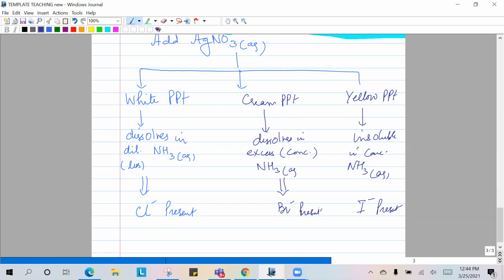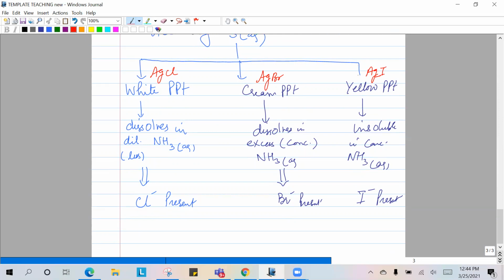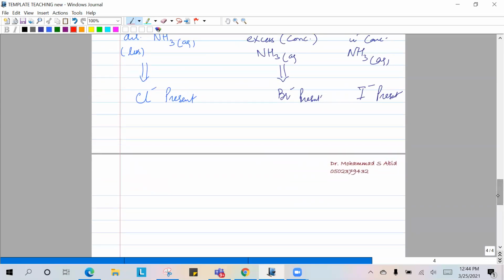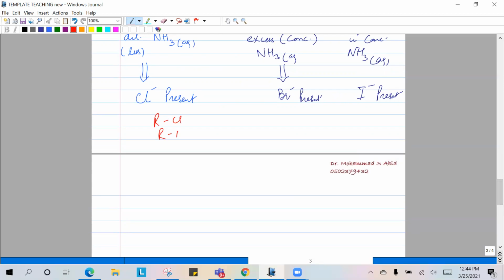So they may also ask you, what is this white precipitate? We have discussed that before. It would be AgCl, this will be AgBr, and this is your AgI. So this was also explained to you in previous videos. So on the basis of this, once you know that it is chloride, bromide, or iodide, you know it is either the chloroalkane or the bromoalkane or the iodoalkane. So you will be able to identify.